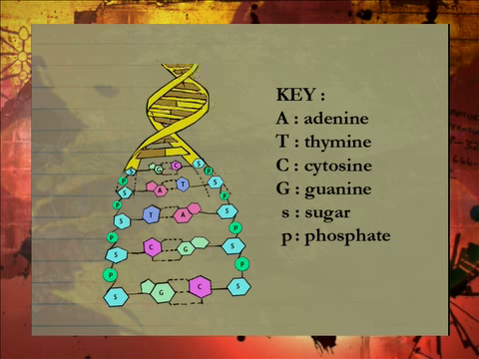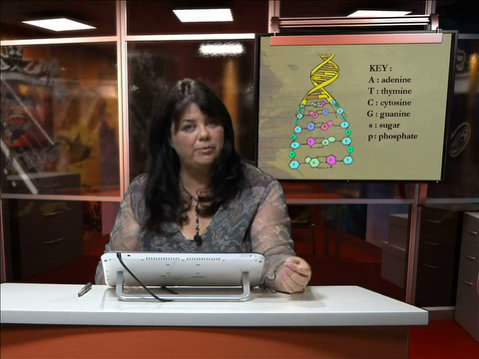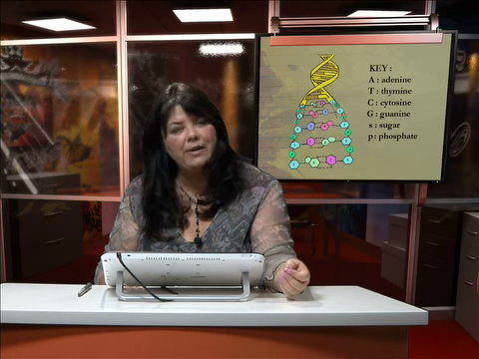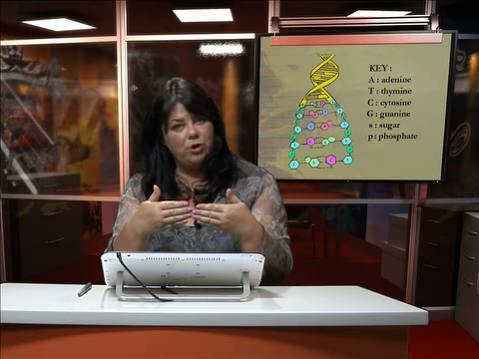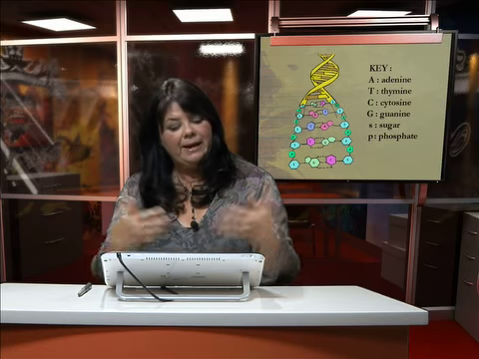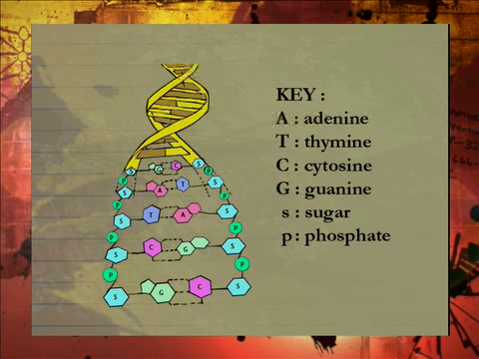What do those dotted lines represent? Those dotted lines are hydrogen bonds. They're fairly weak hydrogen bonds, but they hold the two sides of the molecule together. Another thing that you should notice is that the cytosine is always bonded to guanine, never to thymine, never to adenine. Likewise, thymine and adenine are always bonded together.